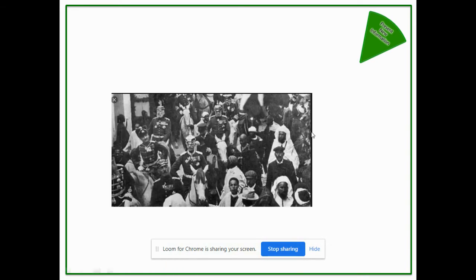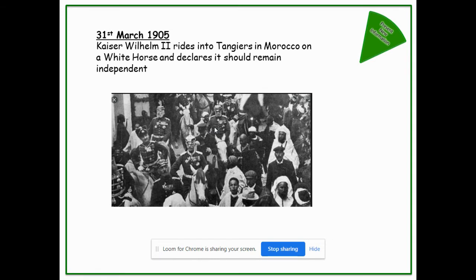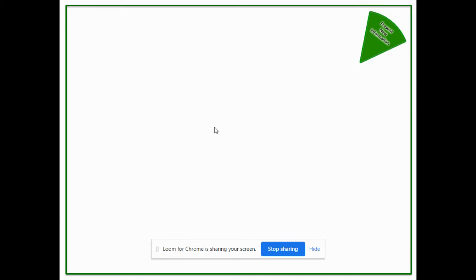However, a key character in this whole crisis, Kaiser Wilhelm II, disagreed. And so on the 31st of March 1905, he rode into a major city in Morocco called Tangiers on a white horse and declared that he believed that Morocco should remain independent, that France and other European countries didn't have a right to control it, and that he, as a newly important world leader, thought that that independence should be protected.